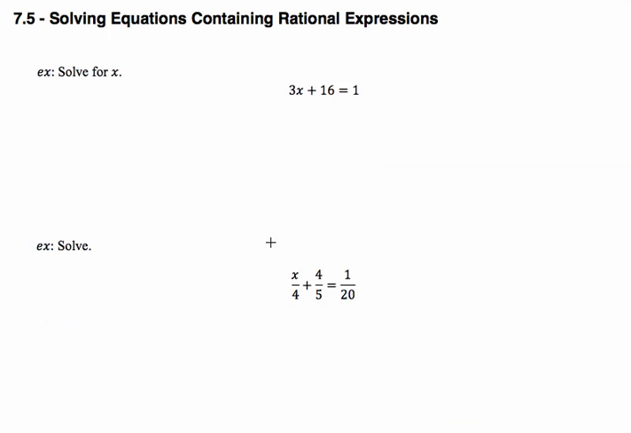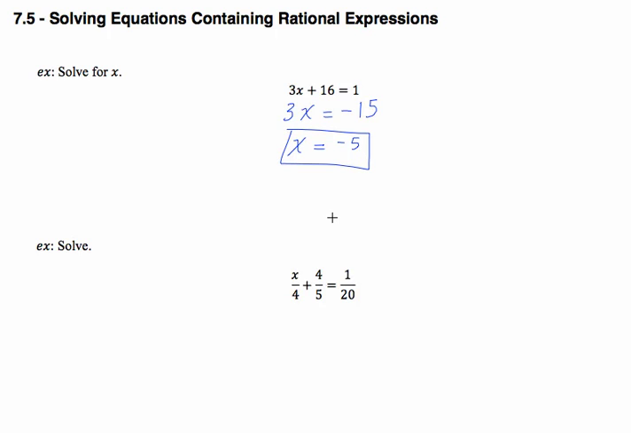Okay, so before we do that, let's start with solving a regular linear equation first, just to review. Remember, the goal is to solve for x here. So I'm going to start by subtracting 16 from both sides. Now this is at the point where you should be able to do this without writing 1 minus 16. You can just do that. 1 minus 16 is negative 15. Okay, then we're going to divide both sides by 3. Negative 15 divided by 3 is negative 5.